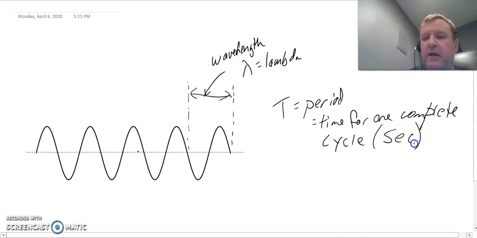Seconds. Okay. So in this case, it'd be one complete wave. So again, if we have a stationary surface here and the wave is moving to the right, by the time this point in the wave gets to that surface, that would be a period. Okay. So similar to period, we have frequency.